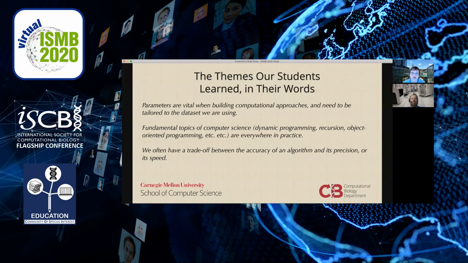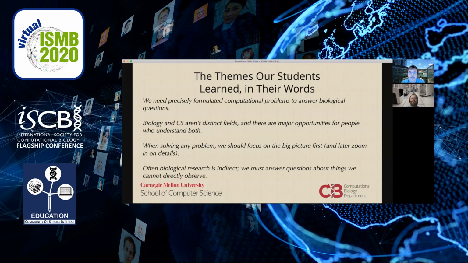That was a great one, made me very happy. We often have a trade-off between the accuracy of an algorithm and its precision, or between the accuracy of an algorithm and its speed. We need precisely formulated computational problems in order to answer biological questions. Biology and CS aren't distinct fields, and there are major opportunities for people who can understand both.